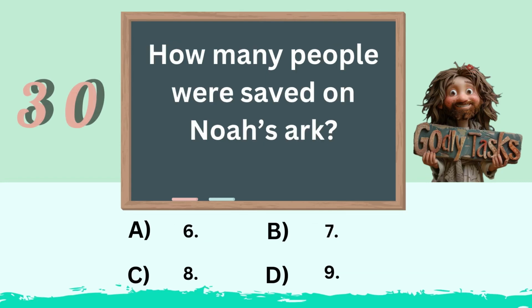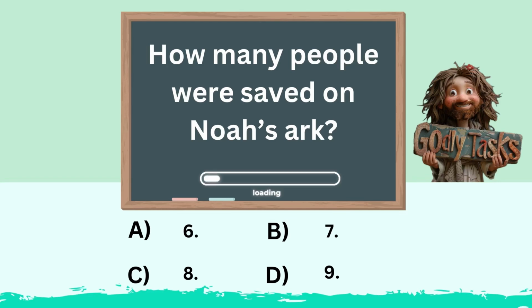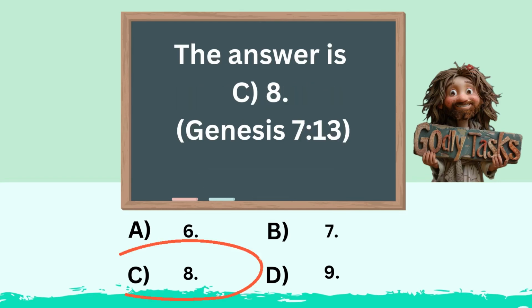Question 30. How many people were saved on Noah's Ark? A. 6. B. 7. C. 8. D. 9. The answer is C. 8, Genesis 7:13.